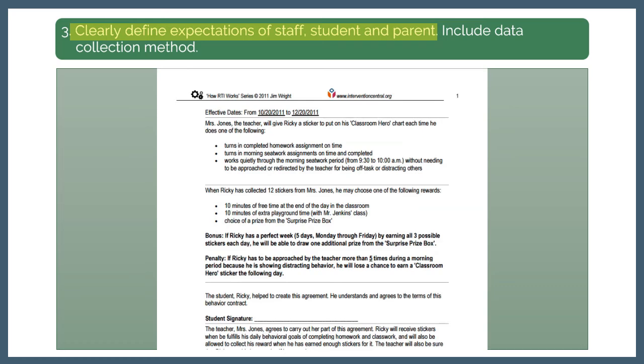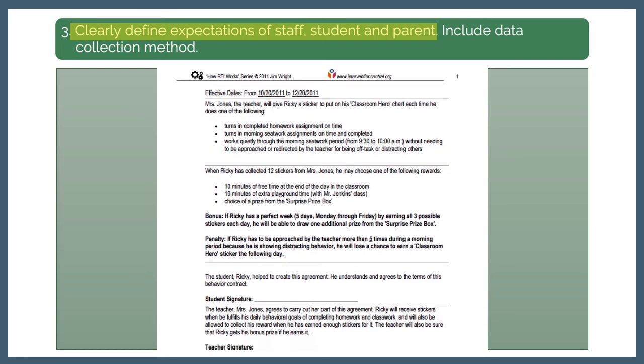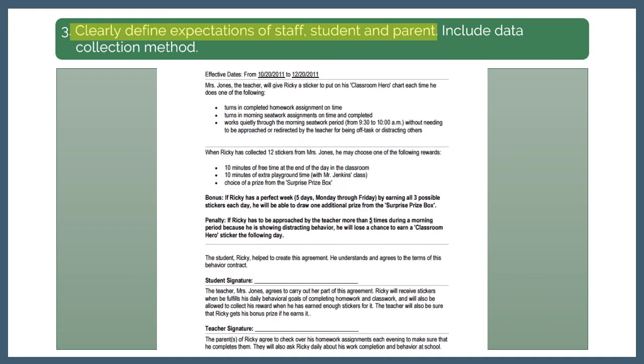Here's a wonderful example from interventioncentral.com which illustrates how clearly defined roles and expectations can be included directly into a behavior contract in different ways. At the top of the contract, the expectations of both the teacher and student are listed. It's the teacher's role to give Ricky, the student, a sticker when he displays one of the following clearly defined replacement behaviors. Providing a sticker each time Ricky completes the replacement behavior allows for immediate positive feedback, which is very motivating. Then, once he has received 12 stickers, he has the choice of 3 predetermined reinforcement opportunities.